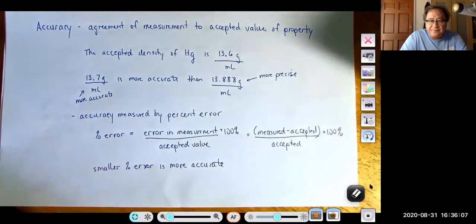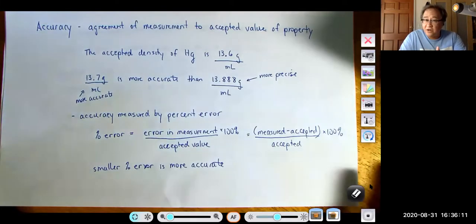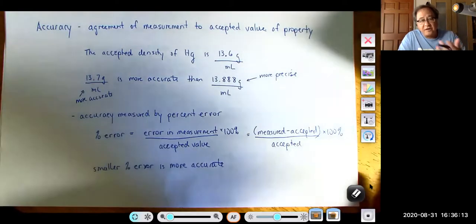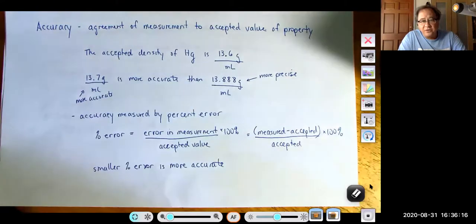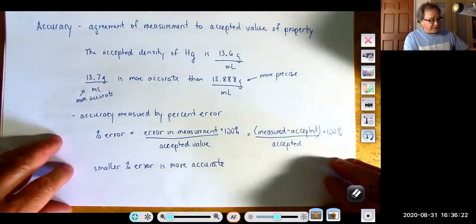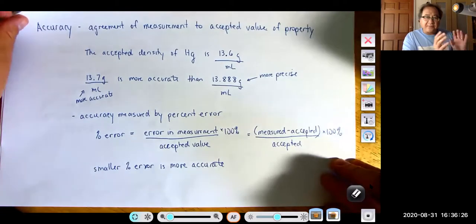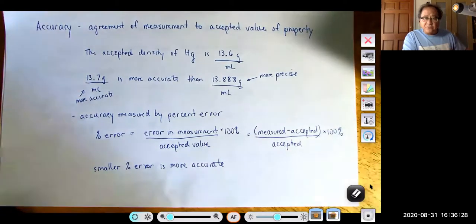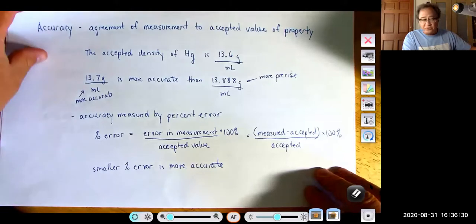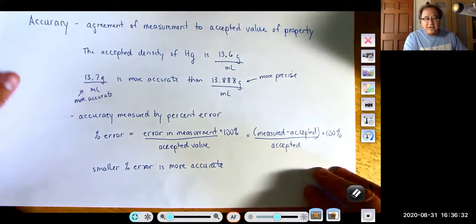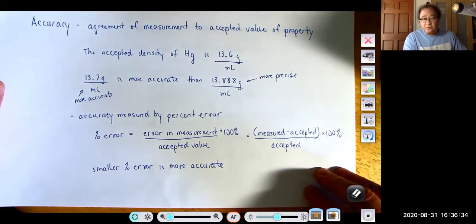So the deal is, if you get a positive error, your value is too large. If you get a negative error, your value is too small, which tells you a lot about how you were doing the experiment and may give you some hints as to what you need to do to fix it or make it better. And when you look at the absolute value of the error, the smaller the percent error, the more accurate. So 0.1% error is more accurate than 0.2% error.